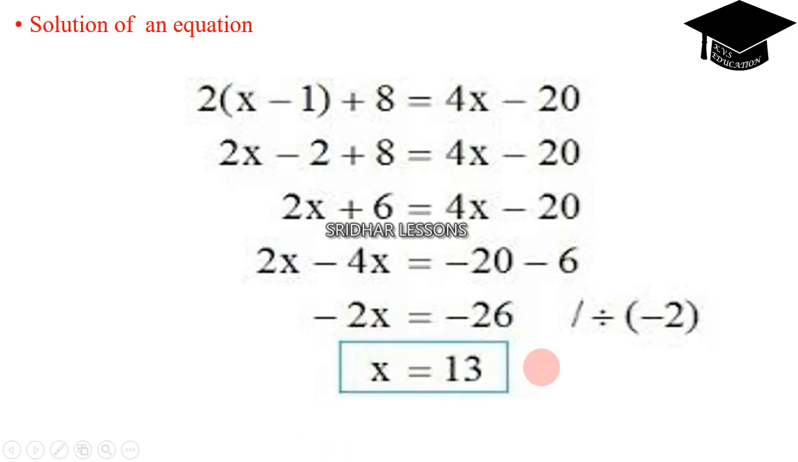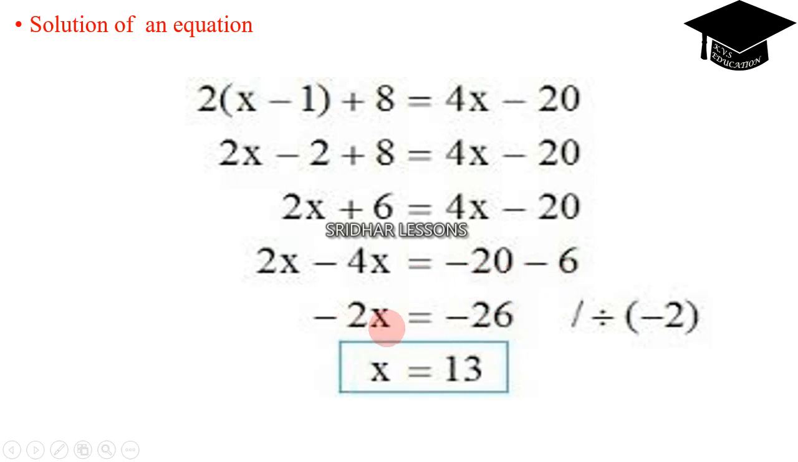Next, solution of an equation. See this one carefully. 2(x - 1) + 8 = 4x - 20. Multiplying 2 into x - 1: 2x - 2 + 8 = 4x - 20. Here 8 - 2 is 6. 2x + 6 = 4x - 20. Taking all the variables to one side and numbers to the other side, 2x - 4x = -20 - 6.